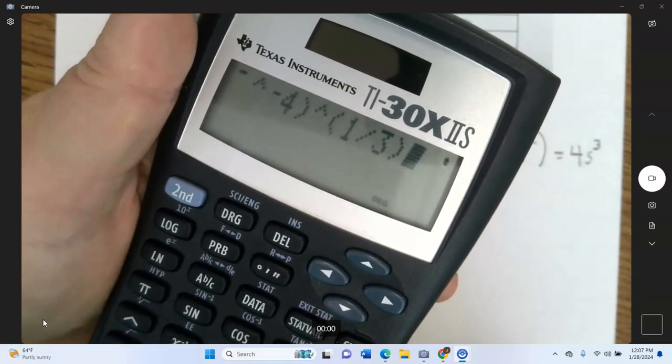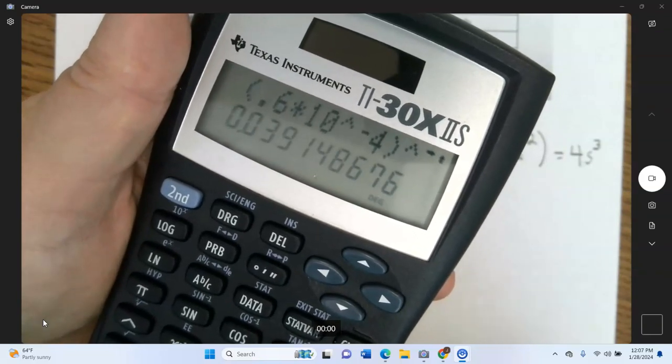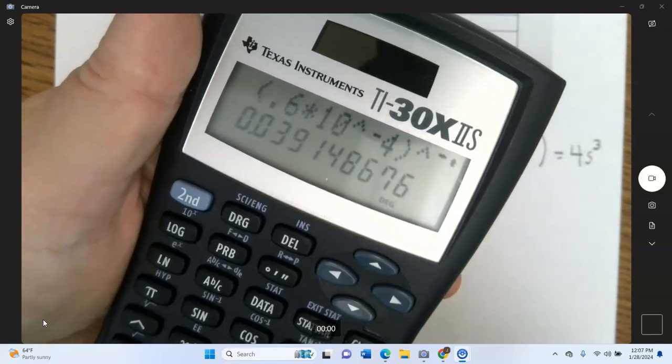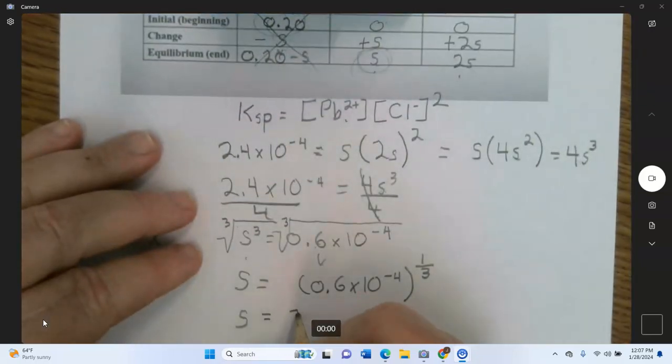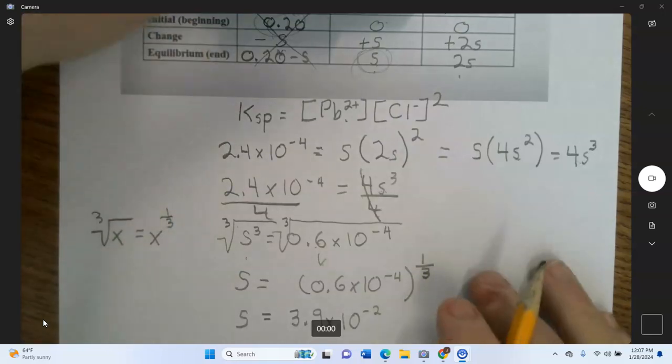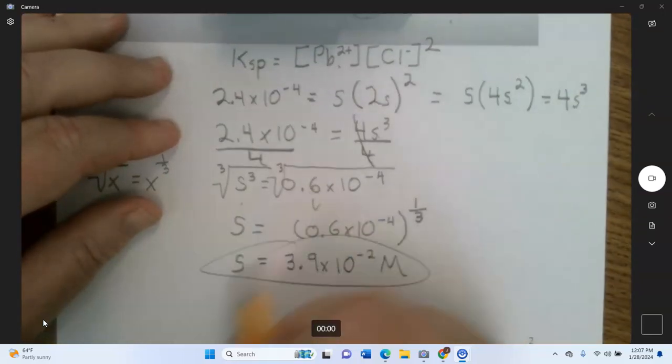So it's raised to the 1/3 power, and that gives us 3.9 times 10 to the minus 2. You write it as a decimal or scientific notation. So it equals, okay, and it is a molarity, it is a concentration, so it should have an M coming after it. Okay, that's how you do that one.